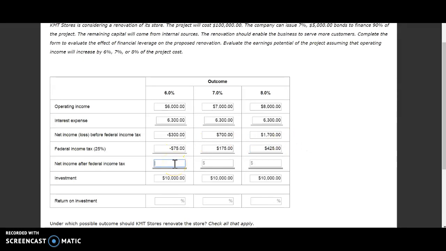Okay, next line, net income after federal income tax. We're going to take the net income before tax minus the federal income tax to get our net income after federal income tax. So we have negative 300 minus negative 75. That's going to give us negative 225. Then we have 700 minus 175, which gives us 525. And the last one there, 1,700 minus 425, gives us 1,275.